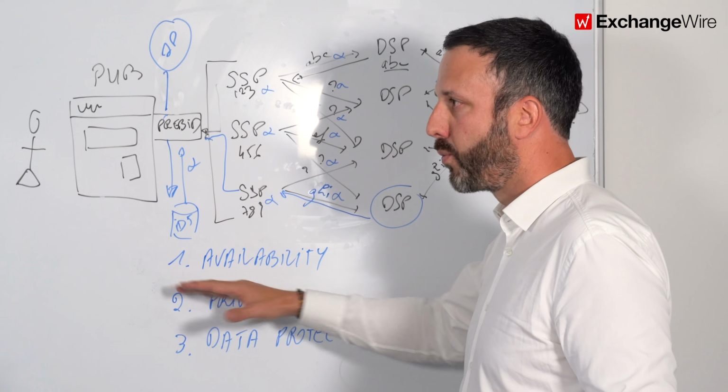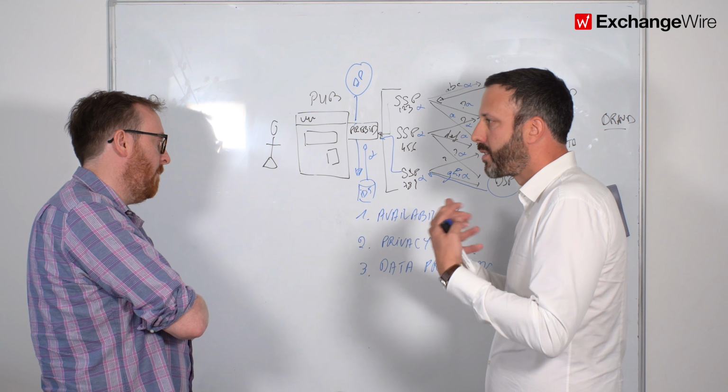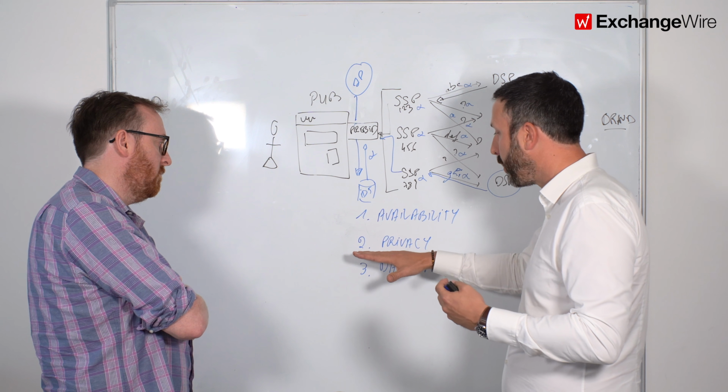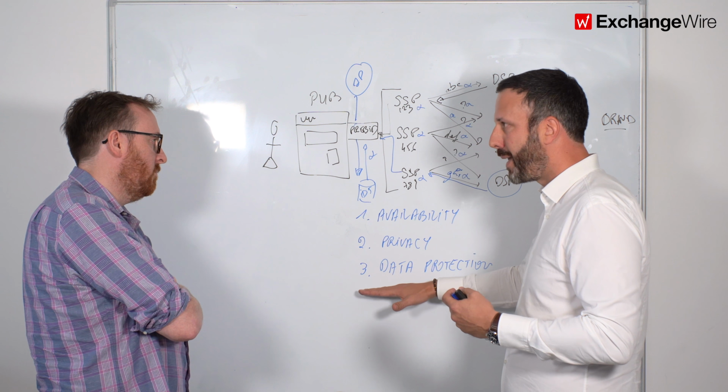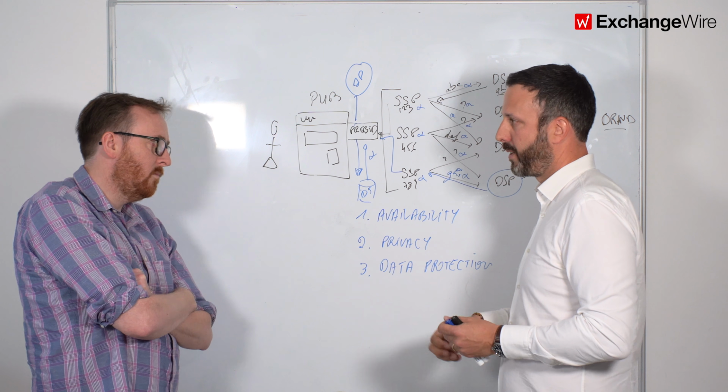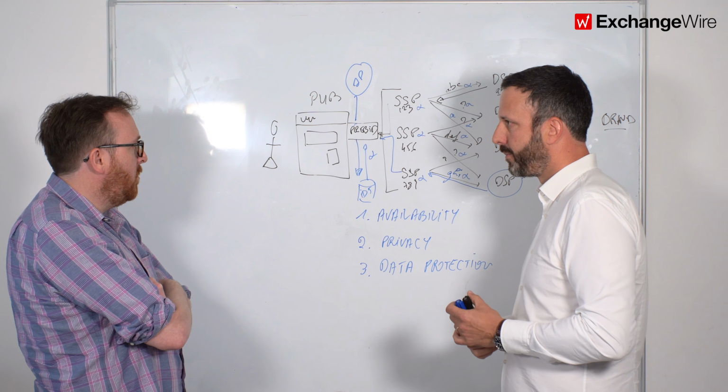So availability is number one. We need to provide ROI, right? As a company, that's what we're striving for, and this is our focus. But there are a lot of additional benefits that we can build on top of this infrastructure to make the ecosystem work better.